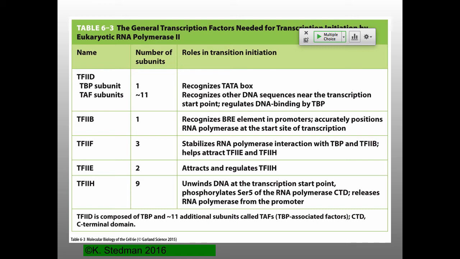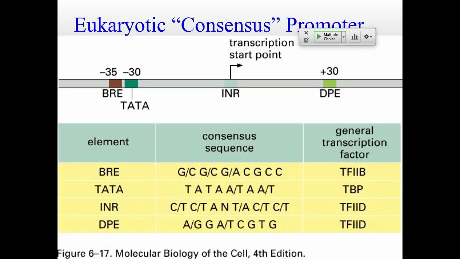We'll ignore TFIIF and TFIIE as far as this course is concerned. TFIIH, on the other hand, has the helicase activity and the kinase activity. Okay, questions about these individual ones? Again, I'm not going to ask you about E and F. Got enough alphabet stuff to worry about already.